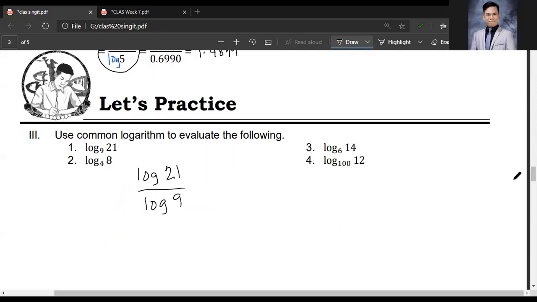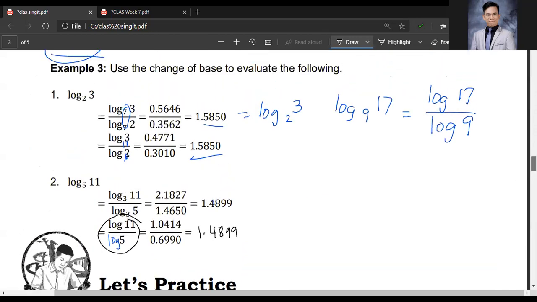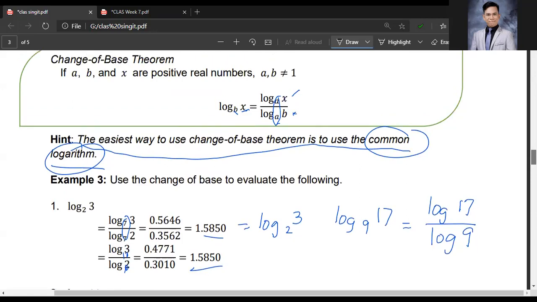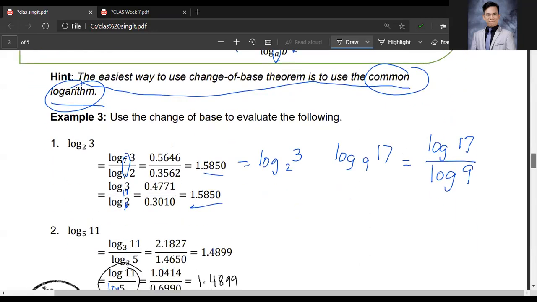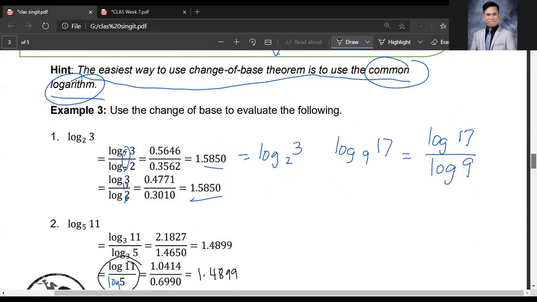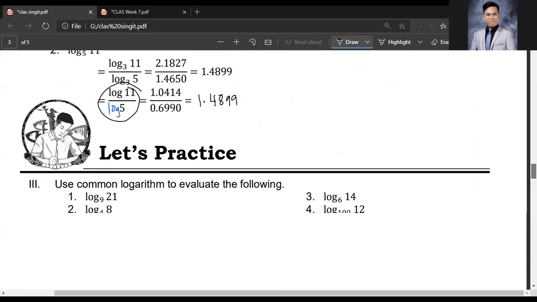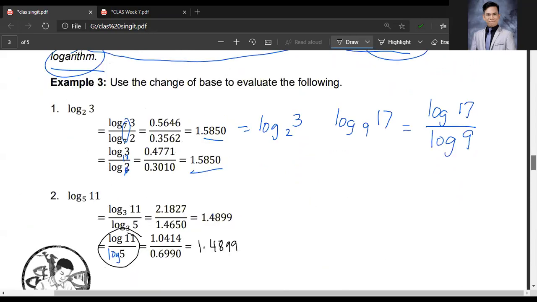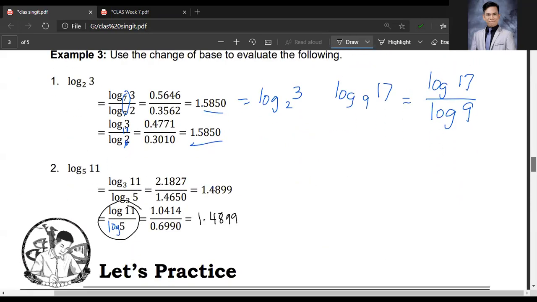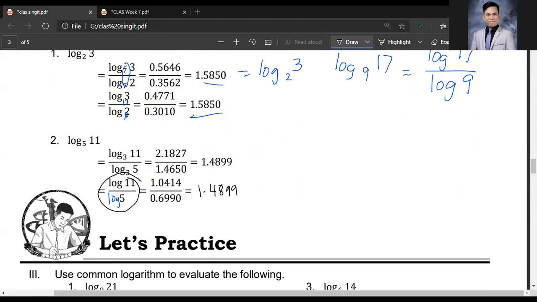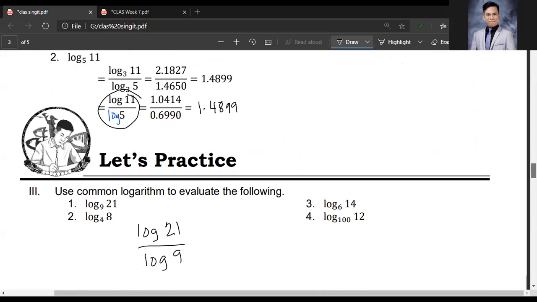So, question. Sige, reiterate ko lang. Katulad ng sinabi ko, class, pwedeng gumamit ng kahit anong base. Kung anong trip nyo, kung 1 million pa yung i-base nyo, basta pareho, okay lang. Pero the easiest way, as I've said earlier, and the most convenient way is to use common logarithm kapag mag-change of base theorem tayo. Okay? Mas madali kasi, katulad ng sinabi ko, yung ibang calculator walang function na pwedeng palitan yung base aside from 10. So, yan po siya.